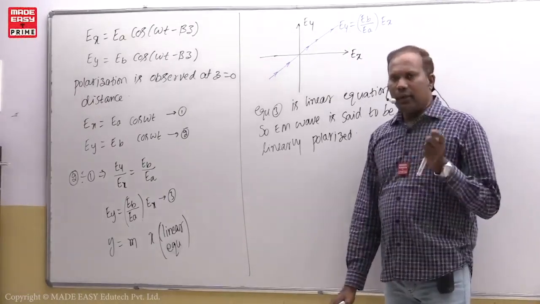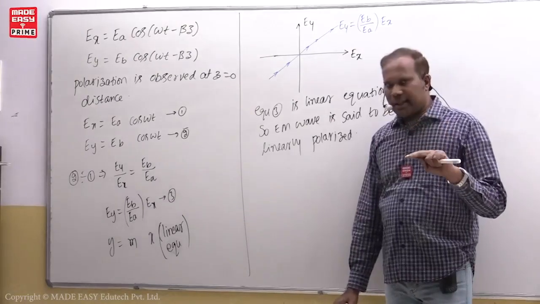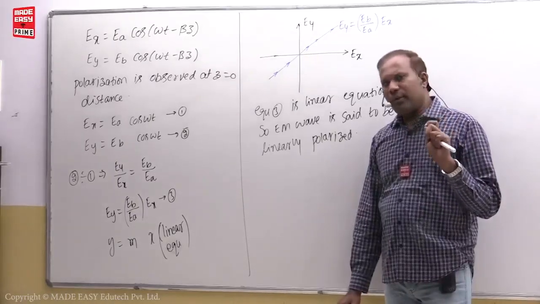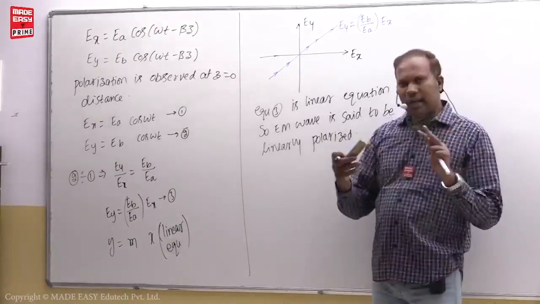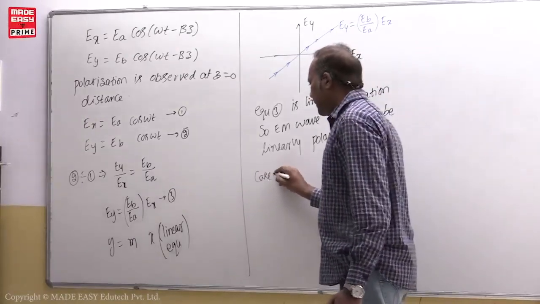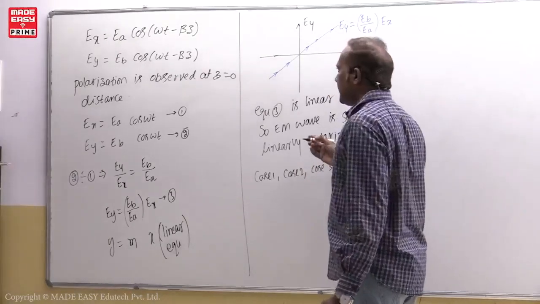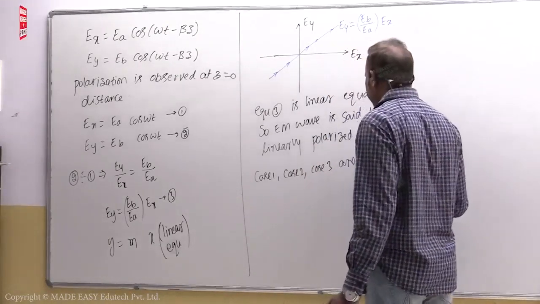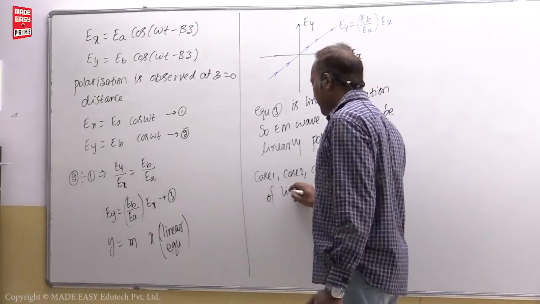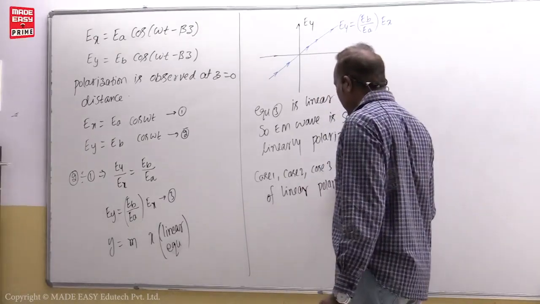Now I am concluding, if the electric field has an x component, then the wave is said to be polarized in the x direction. If the electric field has a y component, then the wave is said to be polarized in the y direction. Of course, both belong to linear polarization only. So case 1 and case 2, comma case 3 are examples of linear polarization.